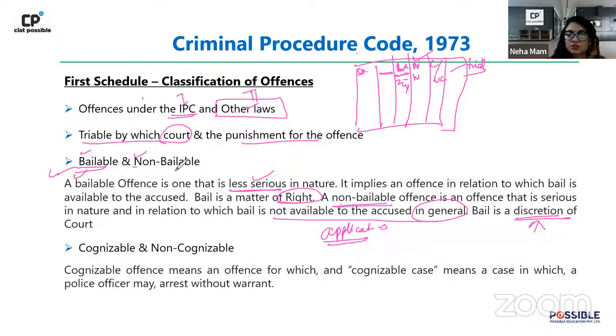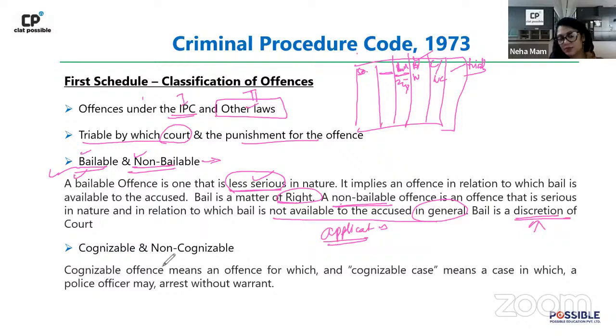Non-bailable offenses कौन से होते हैं? Non-bailable वो होते हैं जिनमें discretion है कोर्ट का. It is not a matter of right. You have a matter of right only in bailable offenses. ठीक. अच्छा, अब bailable offenses क्योंकि आपको matter of right bail मिल रहा है, so obviously they are less serious in nature, whereas non-bailable are supposed to be more serious in nature.